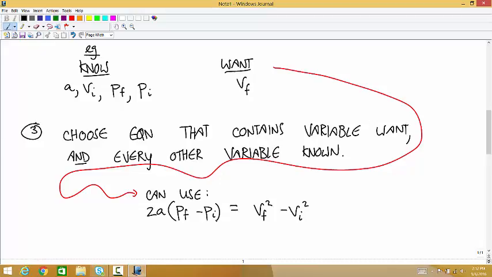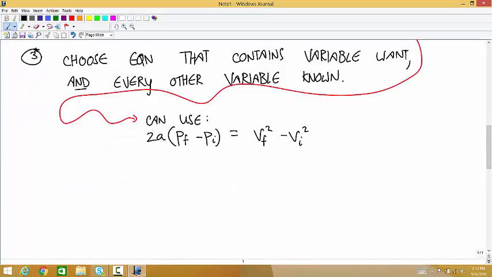All right, and actually, I said that a little bit backwards. So VF has to be in it, but really the question is, now go through all the other variables in this equation. Do they appear in the known column? Okay, so A you know, PF you know, PI you know, VI you know, so this is the one we want.